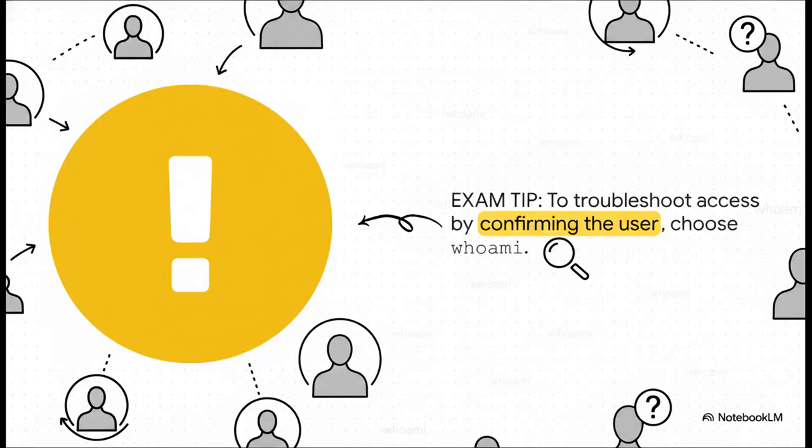And this is exactly why it's on the exam. If you read a question that involves troubleshooting access or permission issues, your very first thought should be, how do I confirm the user? The answer is, whoami.